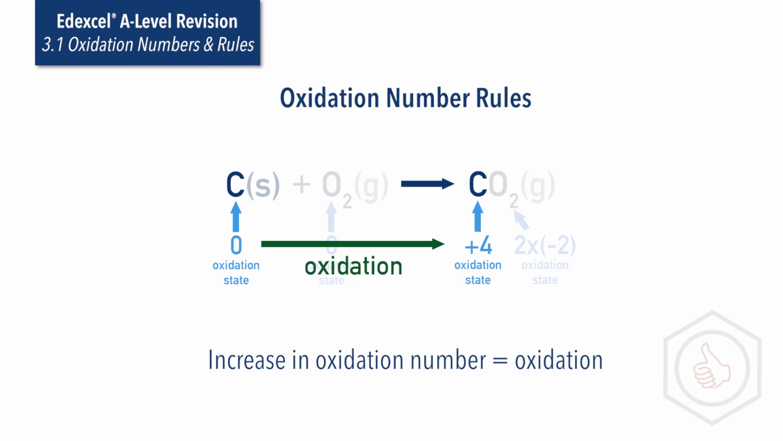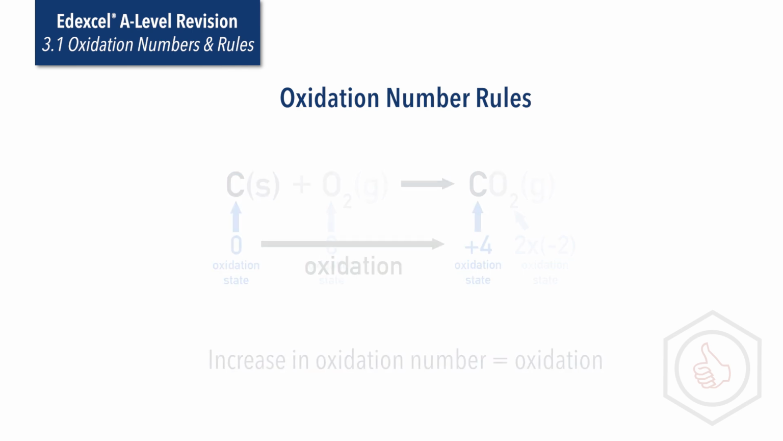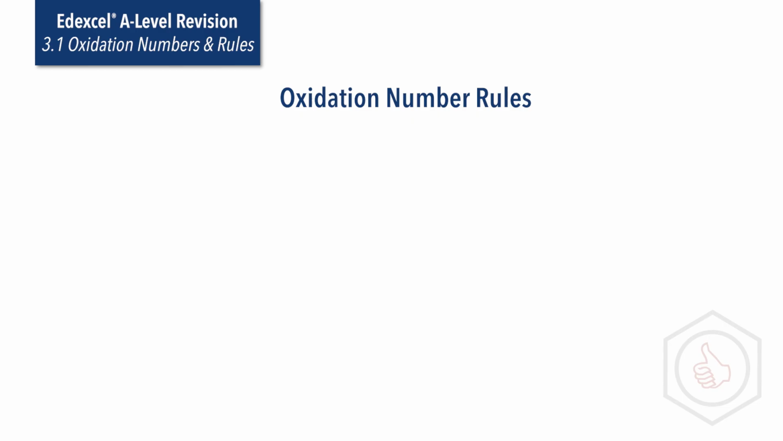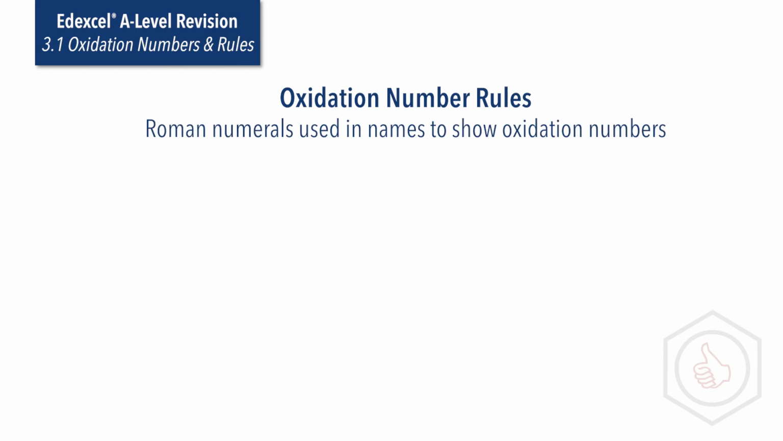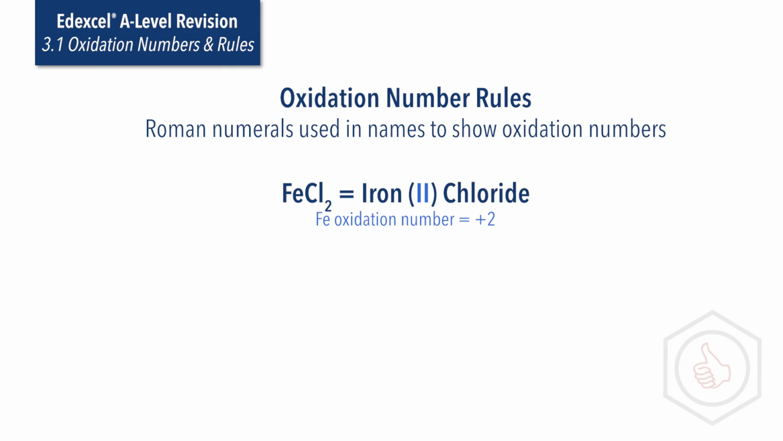For elements that can form different oxidation states or numbers, like the transition metals, Roman numerals are used in the names of compounds to show which oxidation state or number the element is in. For example, FeCl2 is named iron(II) chloride because the Fe has an oxidation number of +2. FeCl3 is named iron(III) chloride because the Fe has an oxidation number of +3.